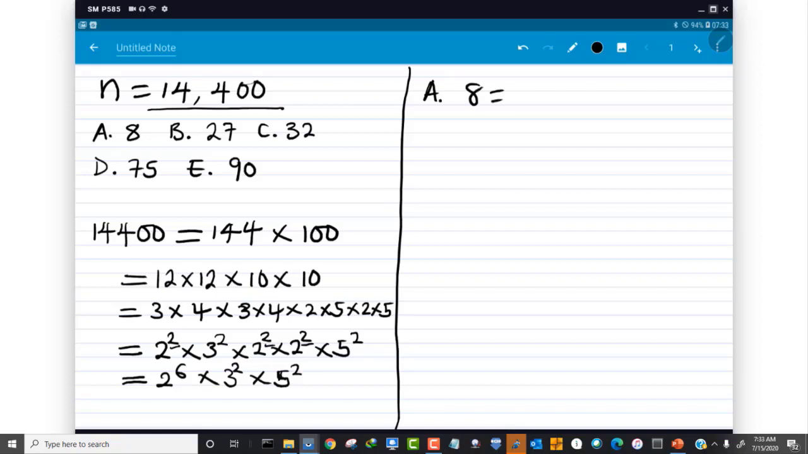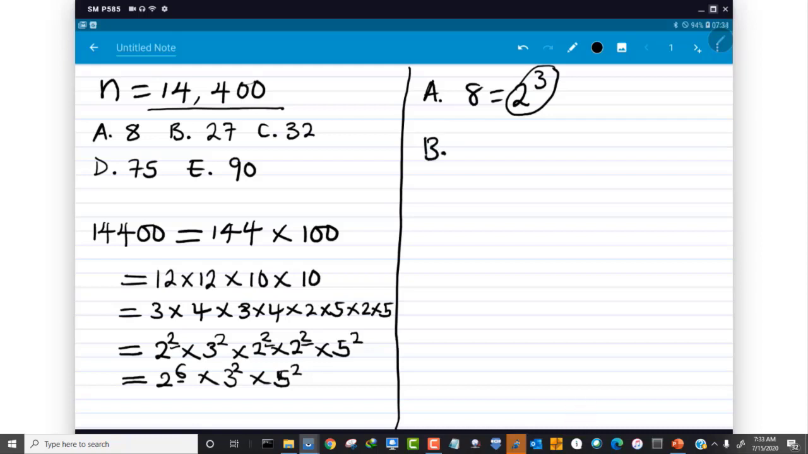Option A says 8. Of course, 8 in prime factorization is 2 raised to the power 3, and you can get 2 raised to the power 3 in our 2 raised to the power 6. So meaning 8 must be able to divide 14,400 with no remainder, so 8 will be a factor. So it cannot be our answer.